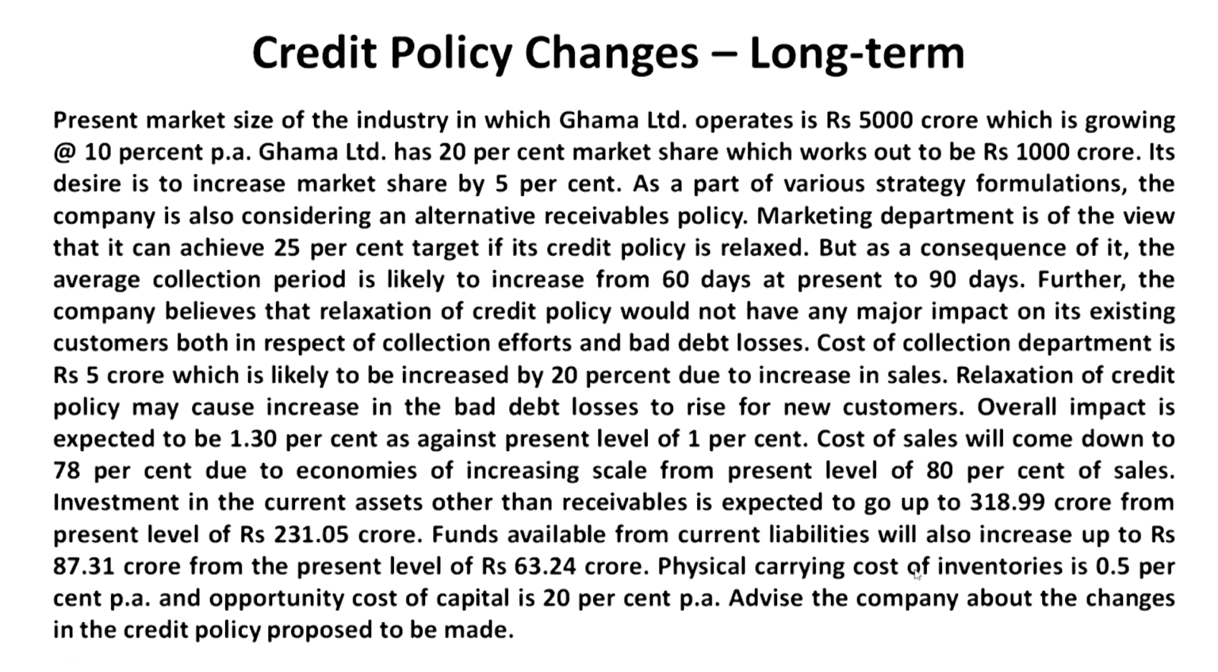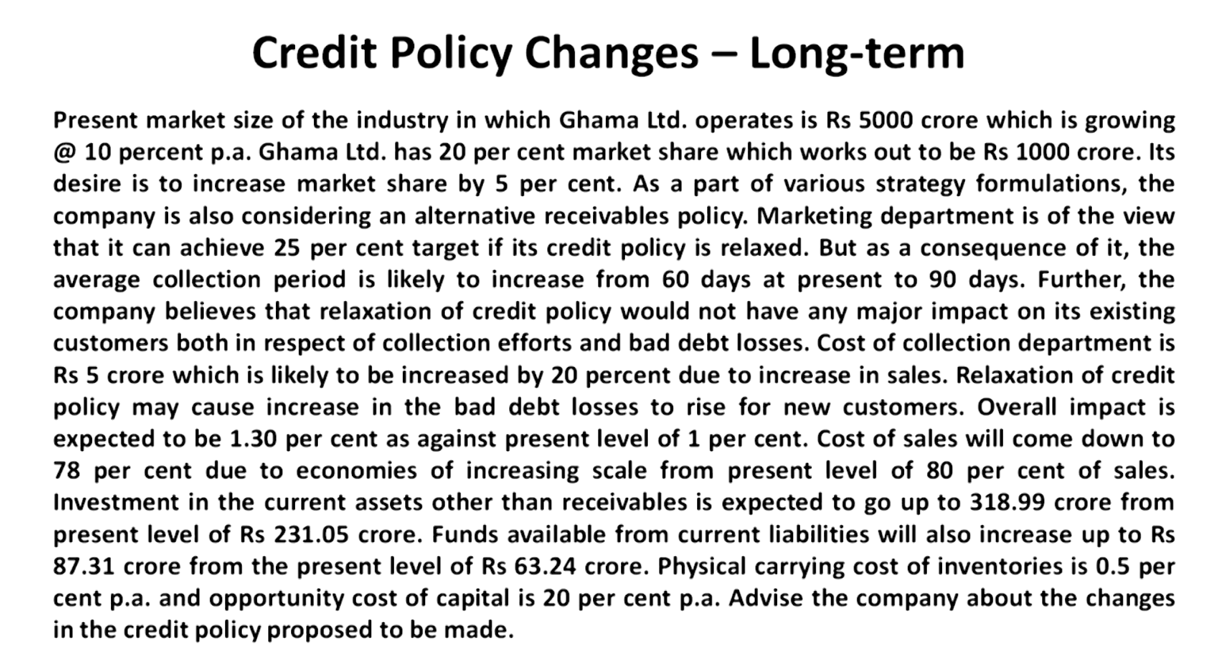Now, for example, if you go by the information given in this case, the company wants to increase its sales level from 20% to 25%. The existing market size of the industry in which Gamma Limited operates is 5000 crores, and the market is growing at the rate of 10%. So, company Gamma's market share is 20% and they want to make it 25%. It means currently they are selling 1000 crores worth of goods in the market, and if they want to have 25% market share of the rising market, then it will become 1375 crores.